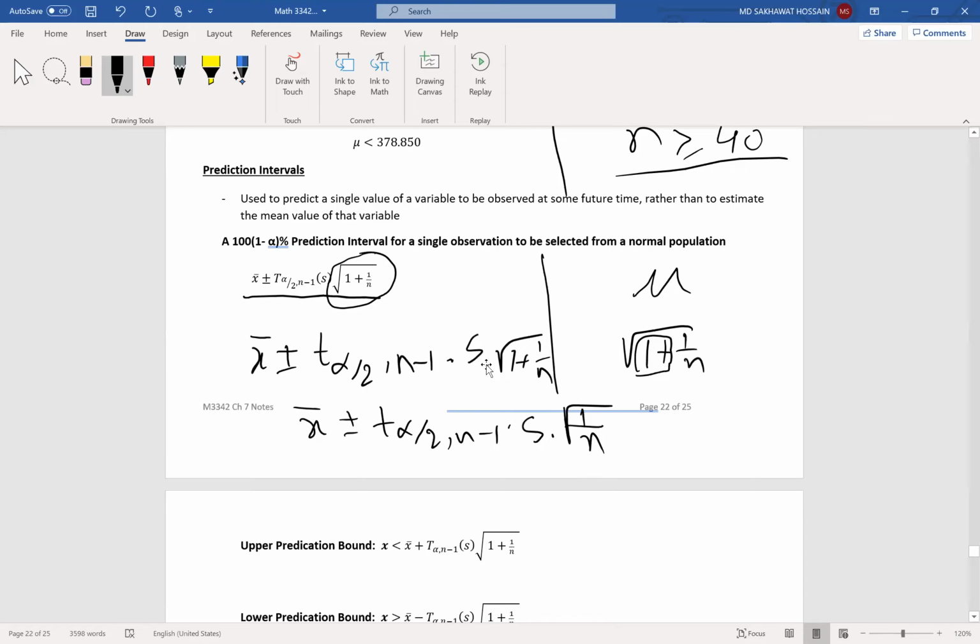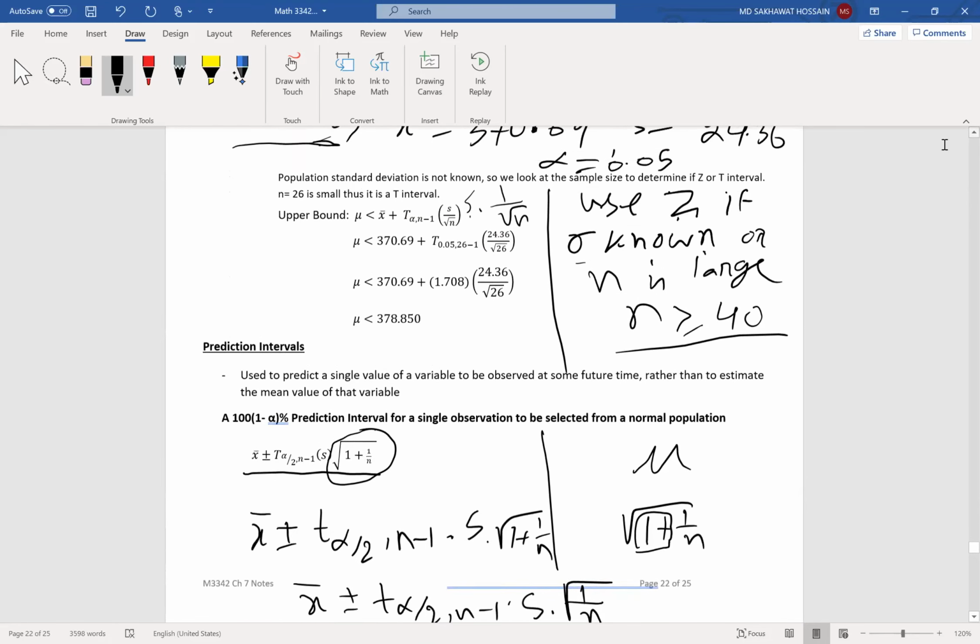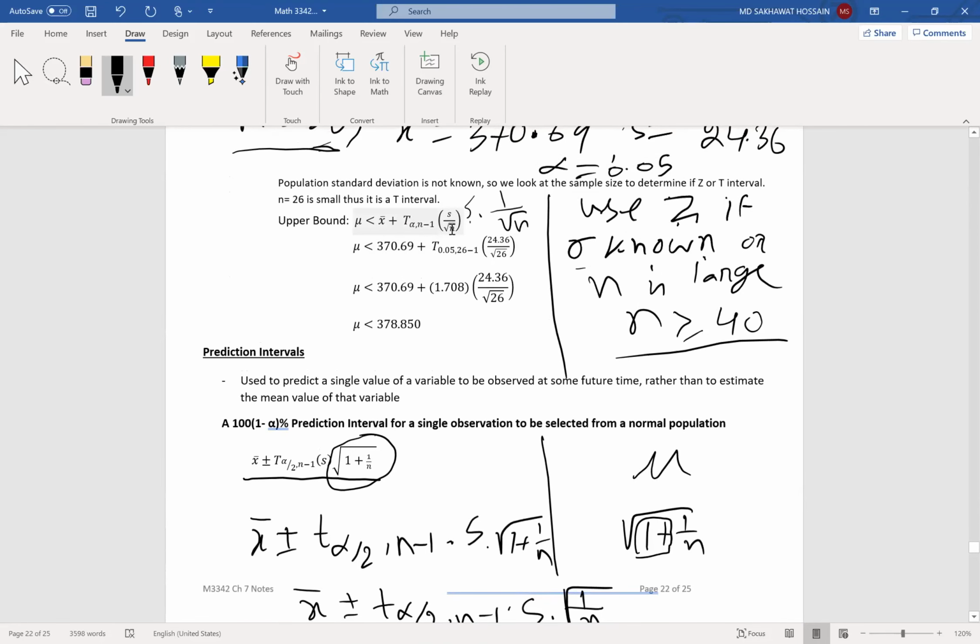I didn't get that. You said we had different formulas because... So the difference you can see here: here we have 1 over n plus 1. But in the previous one, we had square root of 1 over n, but we didn't have this plus 1. Here we have plus 1. So that's the difference.